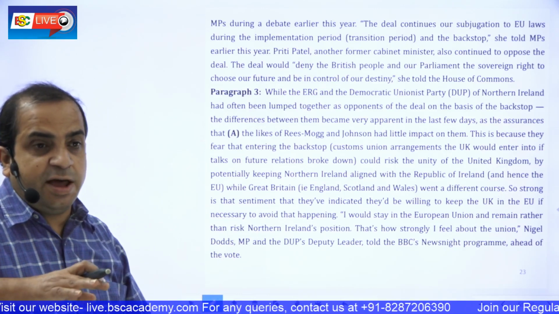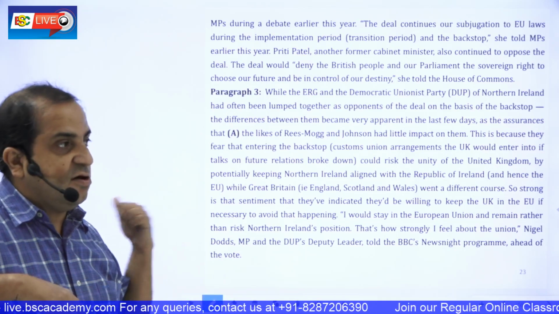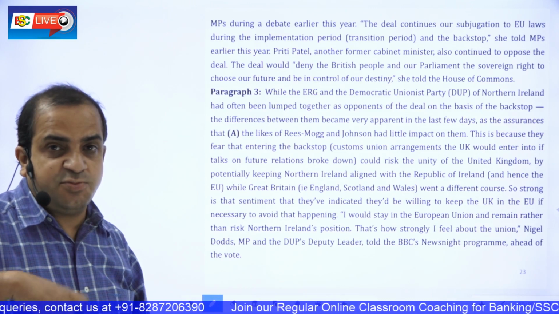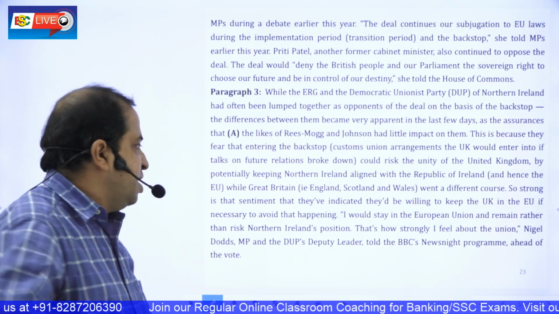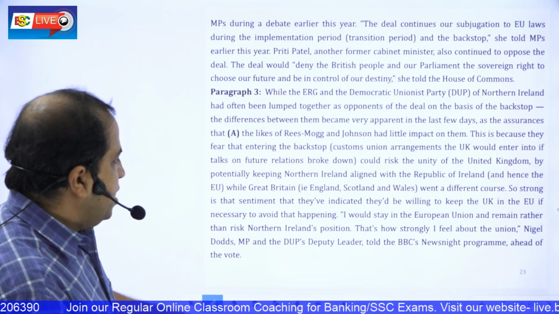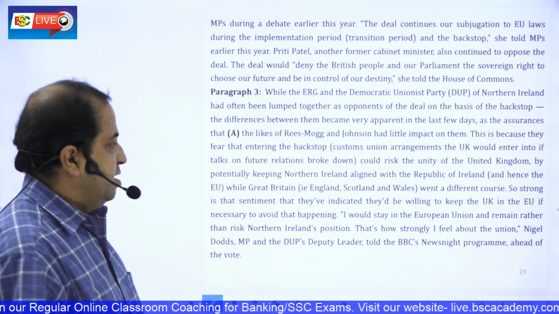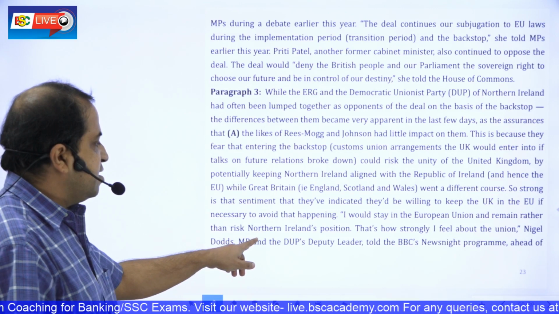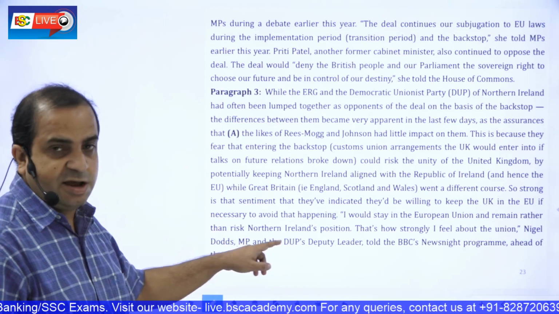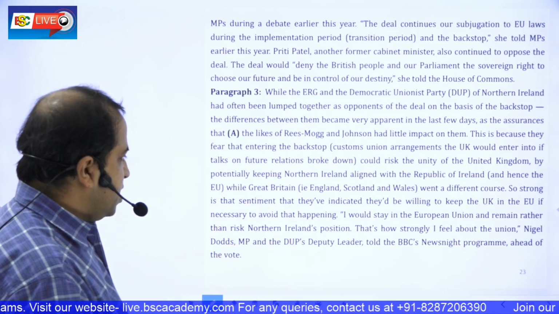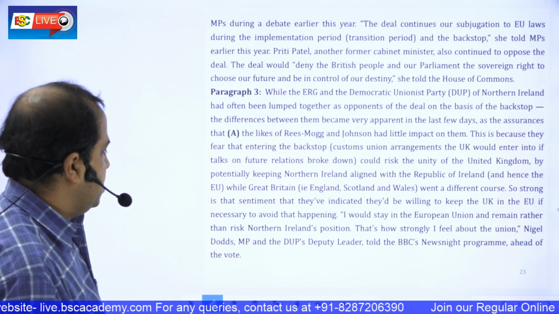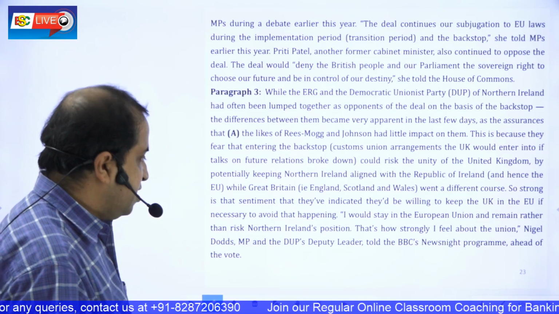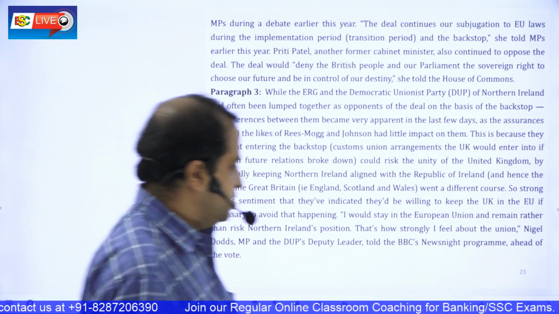We won't accept a Brexit if this clause is there because it's the integrity of our country that is at problem. That's how the Britishers think. The integrity is at stake. So I would stay in the European Union and remain rather than risk Northern Ireland's position. Northern Ireland's a big problem. That's how strongly I feel about the Union, Nigel Dodds, MP and the DUP's deputy leader, told the BBC's Newsnight programme ahead of the vote.